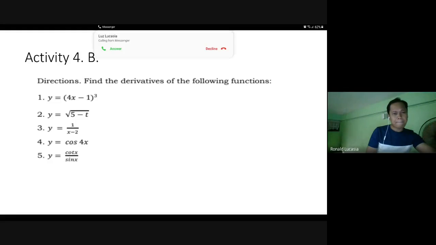Activity 4B. Okay, wait a minute. Kukunin ko yung attendance.